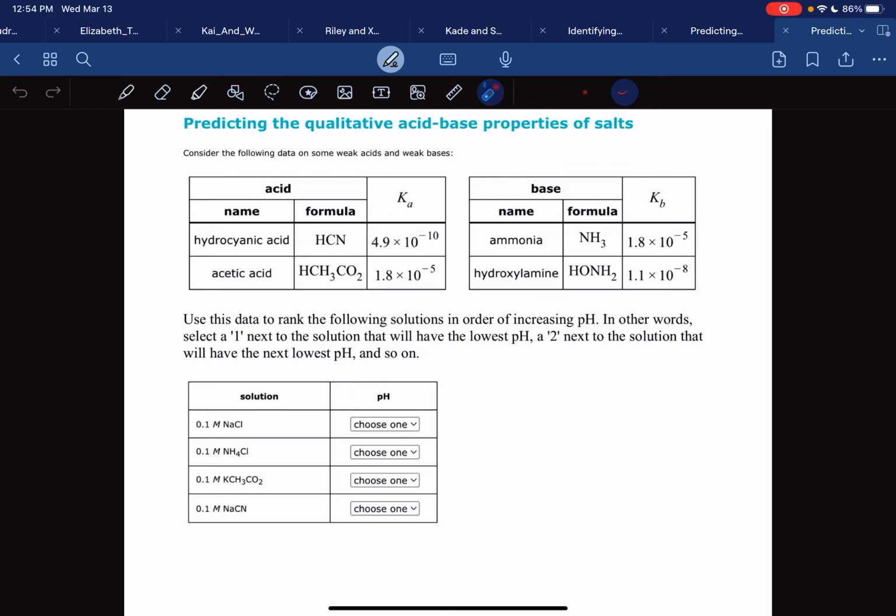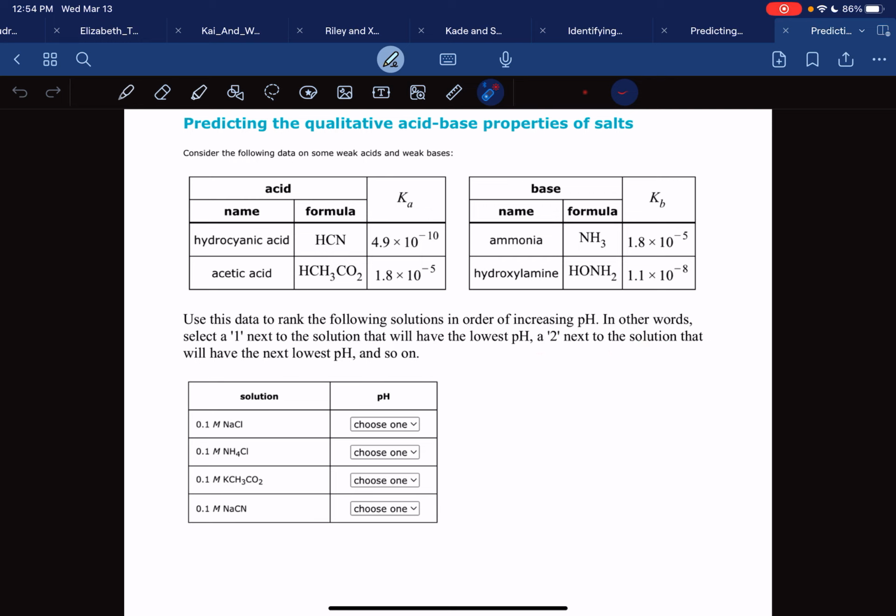All right. So if you don't know anything about acid-base properties of salts, I would invite you to look back on the video that is the explanation of acid-base salts before you tackle this, because it could be a little bit tricky. What they're asking us to do in this particular problem is rank these from the lowest pH to the highest pH. So the lowest would be 1 and the highest would be 4.